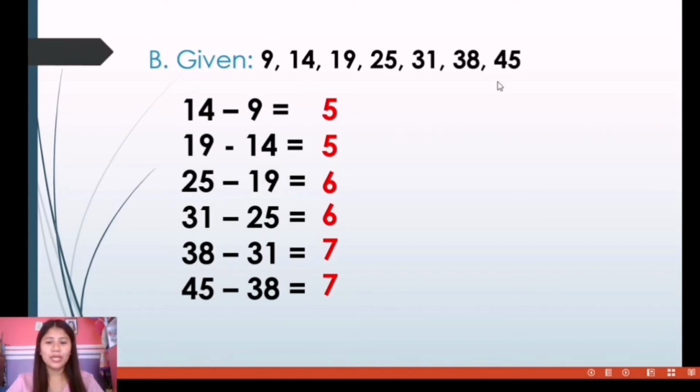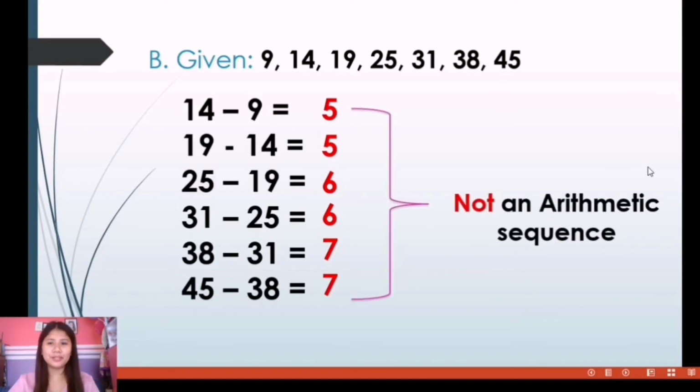Okay, so the sequence has a common difference of 5 in the first two pairs of terms, right? And then 6 in the next two, and 7 in the last two. So since the sequence does not have a common difference between the terms, then it is not an arithmetic sequence. Understand? Okay, not an arithmetic sequence.